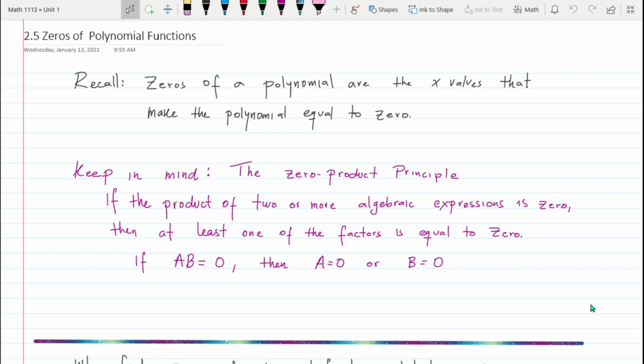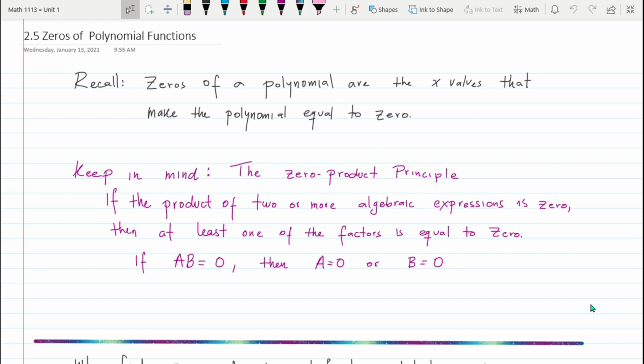Hello. In this video we're going to talk about zeros of polynomial functions, and we're going to talk about different methods or different tools that we can use in order to figure out the zeros of a polynomial function. And at the very end I'll go over a summary kind of showing a graph as to how to understand zeros of polynomials better.